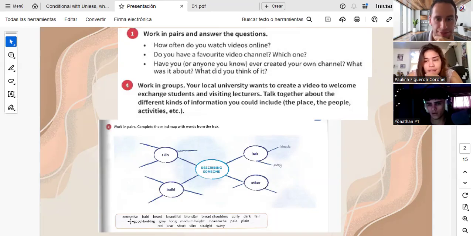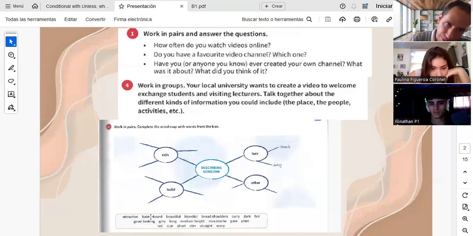Hair. Attractive hair, okay. But I think it sounds better in others. When you talk about hair, it's like the color, is it long, is it short, that kind of characteristic, right? So let's say others, but maybe attractive hair could be possible. Bald. Do you know the meaning of bald? Calvo. So in hair, right? Without hair. Okay, next one. Beard means barba. So in which? Hair, maybe. Yes, okay. Beautiful hair, beautiful skin, right? What's the meaning of build?